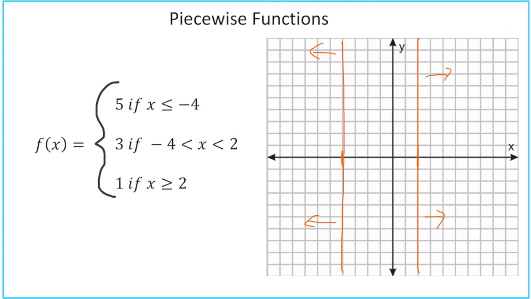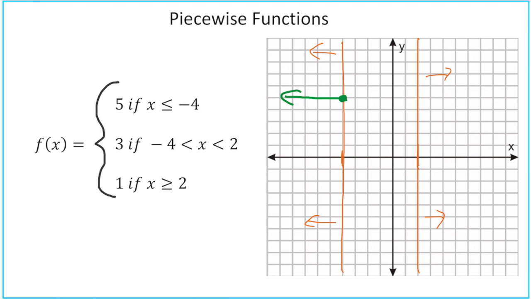Now let's take a look at what each part will look like. So we start with a horizontal line at positive 5. And since it says x is less than or equal to, there's going to be a solid point. So if we go up 5, we have a point right there, and this line goes to the left forever, so we put an arrow on the end.